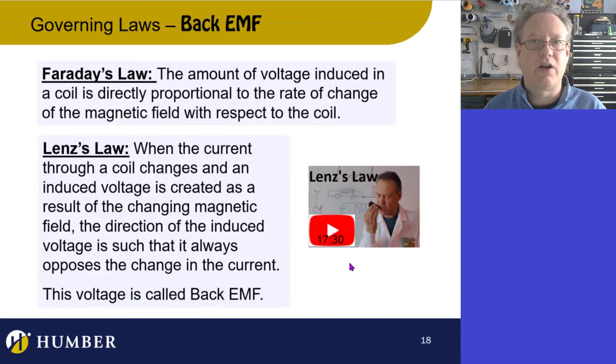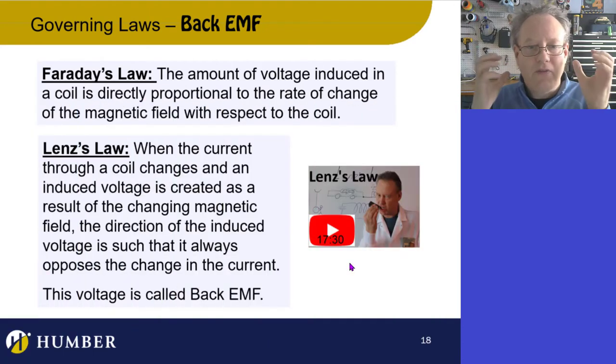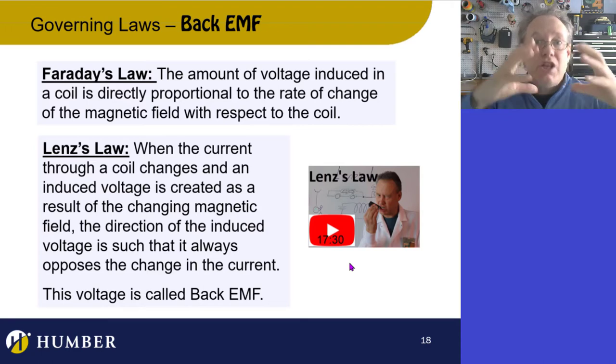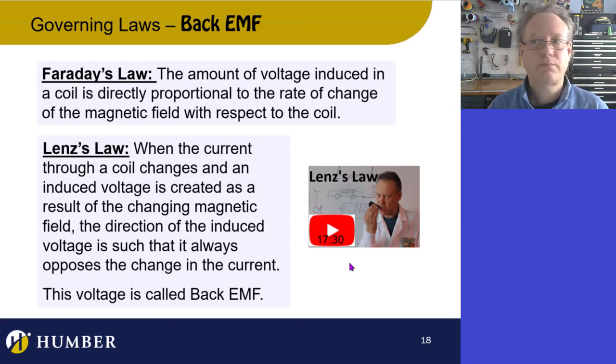Let's move forward and take a look at the principle of the magnetic field and what it actually does. Okay, so Faraday's law: the amount of voltage induced in a coil is directly proportional to the rate of change of the magnetic field with respect to the coil. How do we induce voltage in a coil? Essentially, if we have a magnetic field that's changing in that coil, it induces voltage. Faraday's law. No big deal.